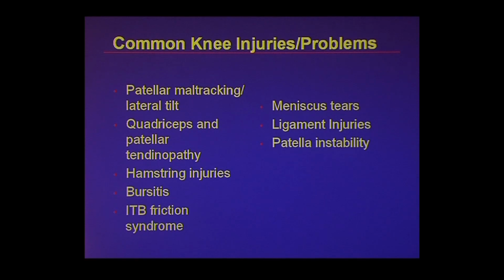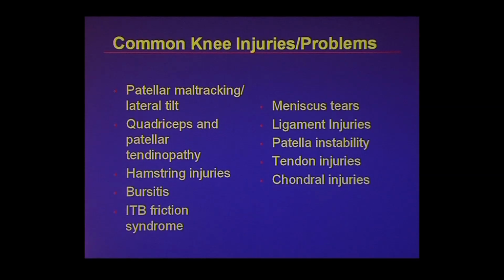Now, on the right side are the more traumatic type problems that we see in sports medicine. Meniscus tears, ligament injuries, kneecap popping out or patella instability, certain types of tendon injuries. Cartilage, I call them dings, but cartilage injuries that are fresh, that just happen. So how do we differentiate these when someone comes into the office?